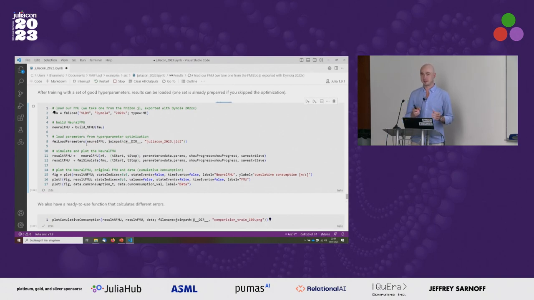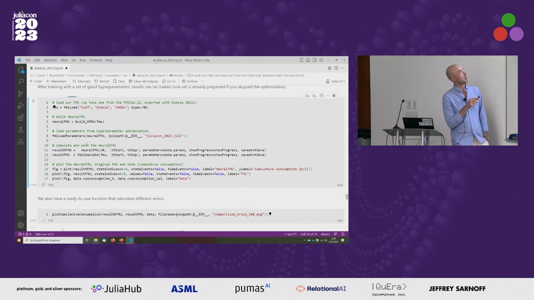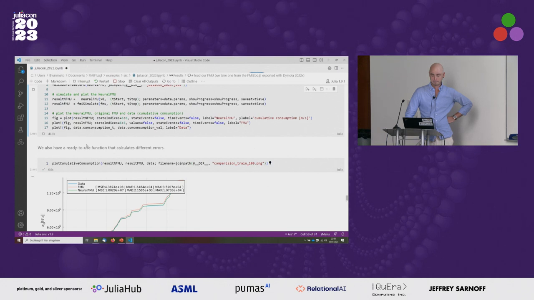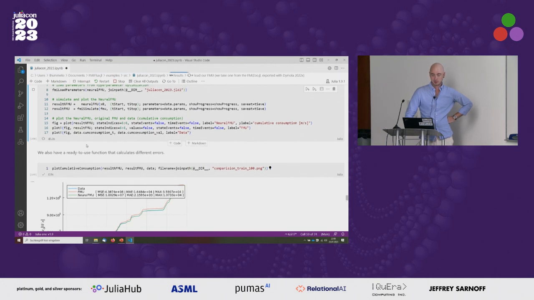Because I already did a hyperparameter optimization, I learned my lesson at this point. So we're loading in the FMU, building the neural FMU, loading the parameters, the JuliaCon 2023 parameter set, and simulating our neural FMU. We're also simulating our FMU, so we can compare them to each other. It's actually always very nice. And in this line, we plot the neural FMU, we plot the FMU results on cumulative consumption, and we plot the data trajectory. Hopefully this will pop up soon.